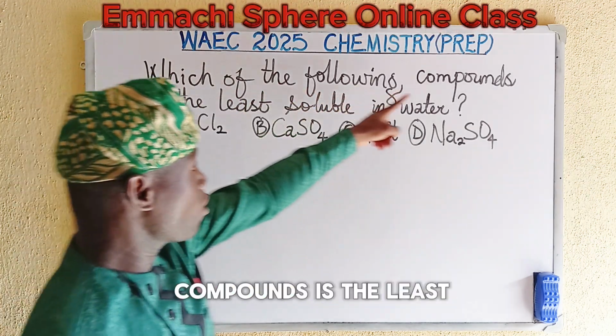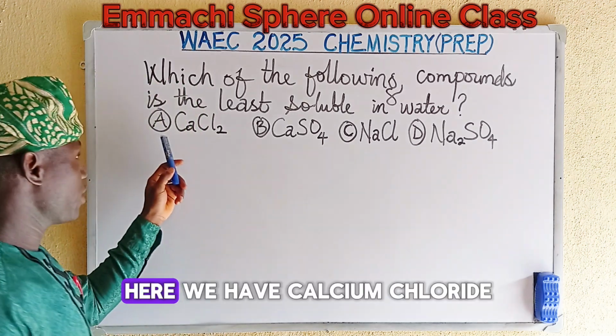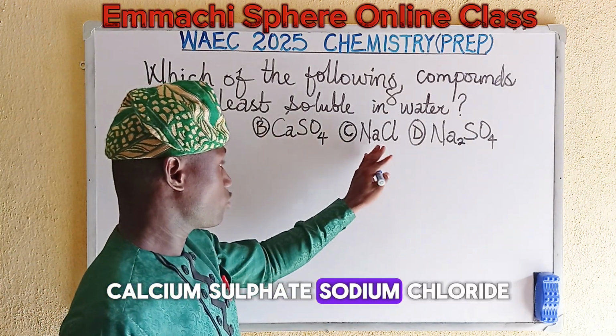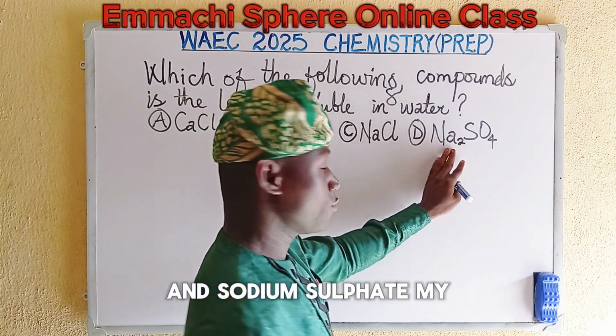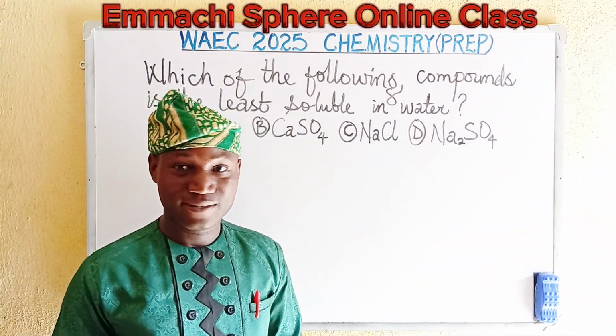Which of the following compounds is the least soluble in water? Here we have calcium chloride, calcium sulfate, sodium chloride, and sodium sulfate. My name is Lanshima Emmanuel, your chemistry tutor.